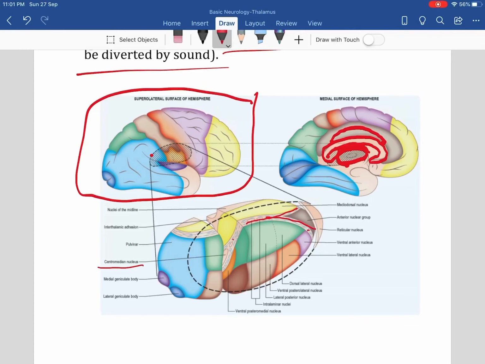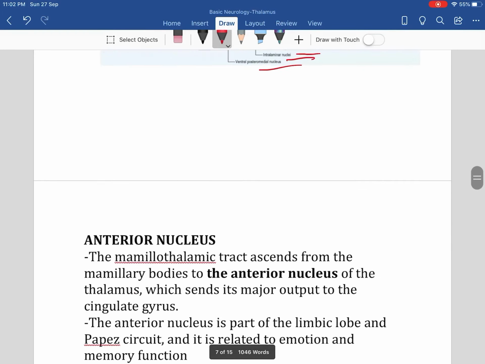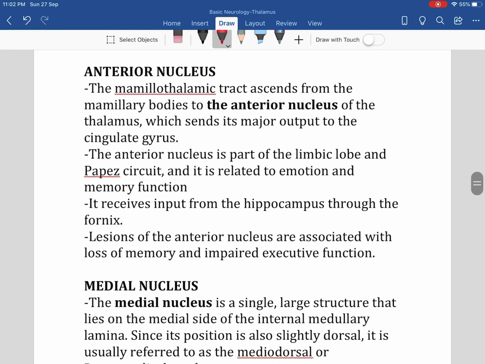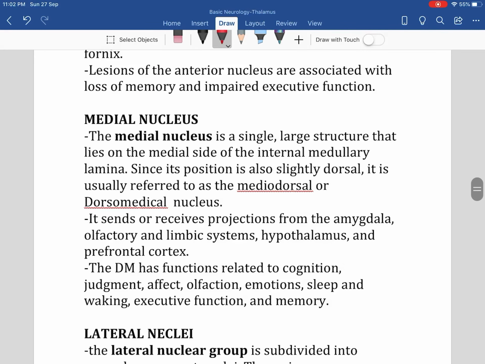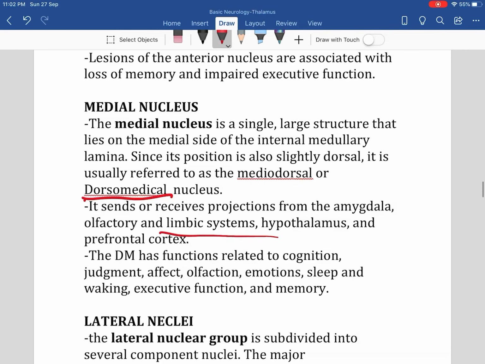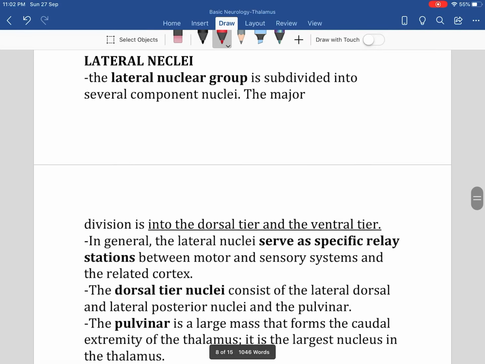This is the centromedian nucleus, this is the internal medullary lamina, which is a white matter structure. Then your dorsal lateral nucleus, every nucleus they have shown here. Okay, so this is also a good figure to remember. Reticular nucleus, as I told you, is outside the external lamina, and it is also shown here. Okay, so nuclei we have seen. Anterior nucleus, Papez circuit, I have told you what the Papez circuit is. Medial nucleus, we know what the dorsomedial nucleus is and the functions of the medial nucleus also by now. It is connected to the whole limbic system, connected to the hypothalamus, and mainly to the prefrontal cortex. For this we had kept the basal ganglia word in mind.